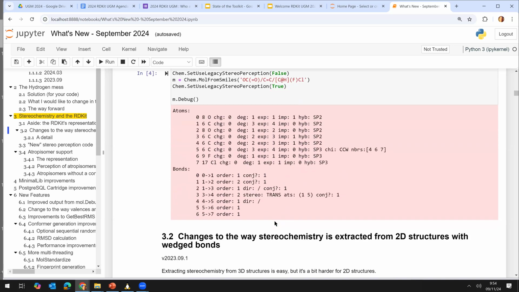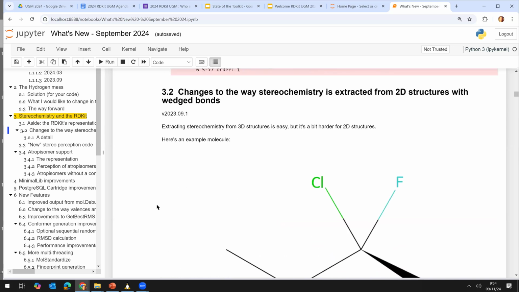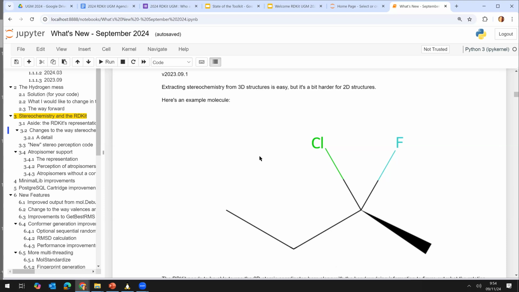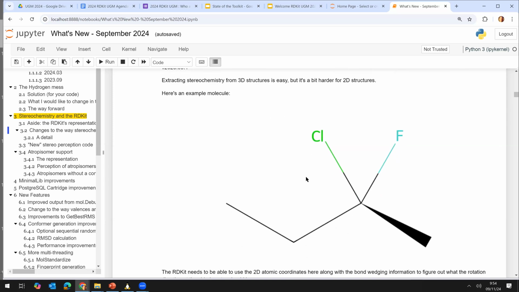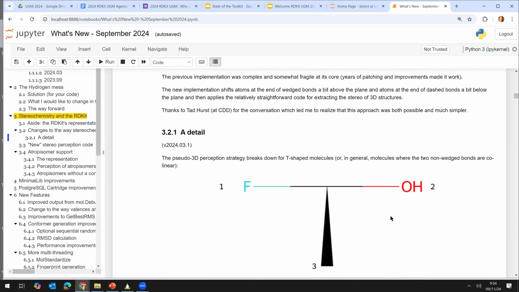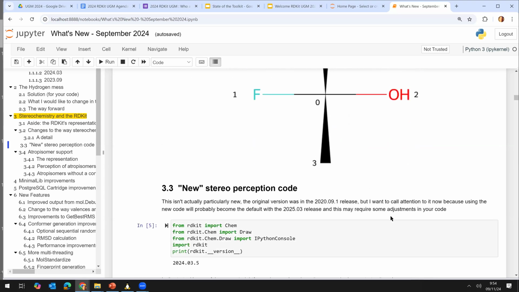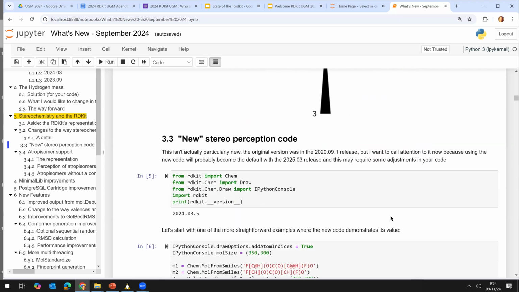Before doing that, there was another change that happened in 2023-09. I'm not going to get into huge detail on that, but it's in the notebook. So we changed how we extracted information when you draw a molecule in 2D and you have a wedge bond, how you extract the actual rotation direction from this drawing. There used to be a lot of special purpose code and some really stupid trigonometry to do this, and it's gotten a lot simpler in the most recent release. Again, not getting into details here, but it's in the notebook if you care, and if you want to talk about it later, I'm happy to. I love this stuff.